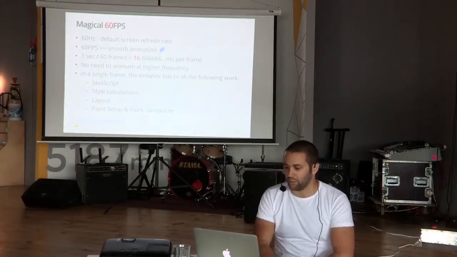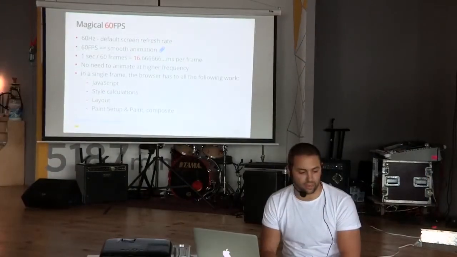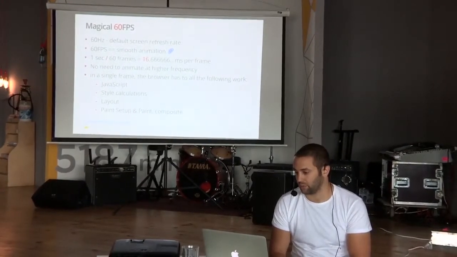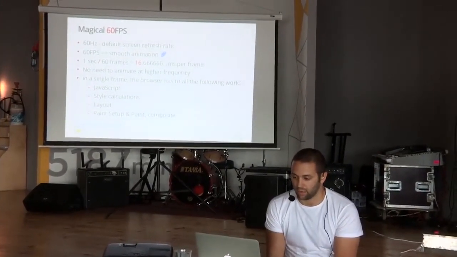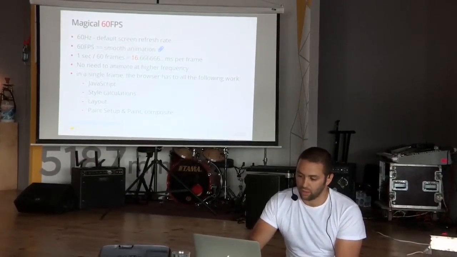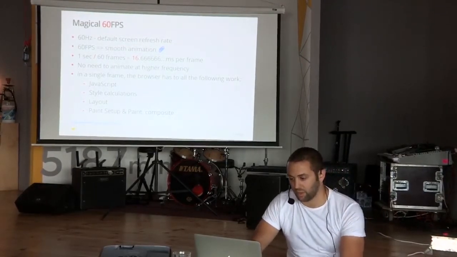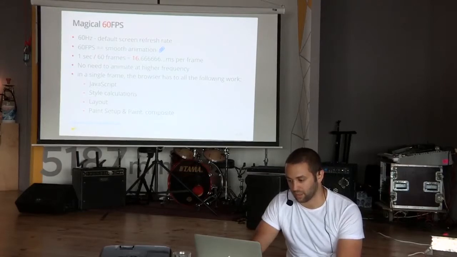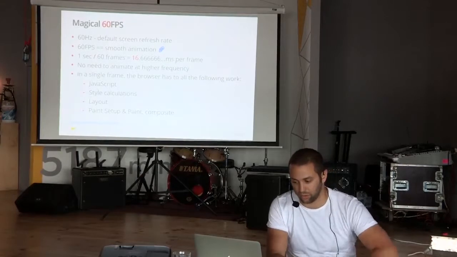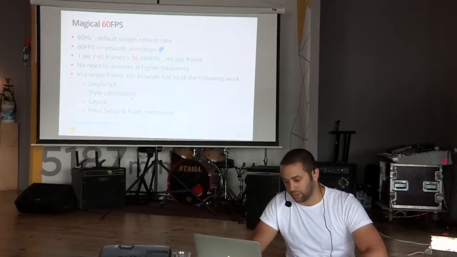All right, so when you talk about animations, pretty much we're talking about how many frames per second we're rendering. Most screens, the default refresh rate is 60 Hertz. And so 60 frames per second leads to smooth animations, which means that if in 1 second you have 60 frames, you have 16.66 milliseconds per frame. You don't need to animate at a higher frequency because there's no use. And in each frame, the browser has to do all the following work in order to render smoothly.